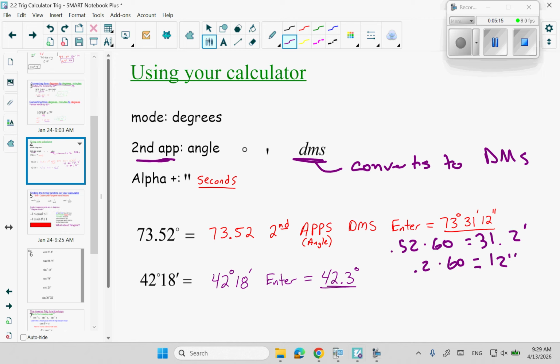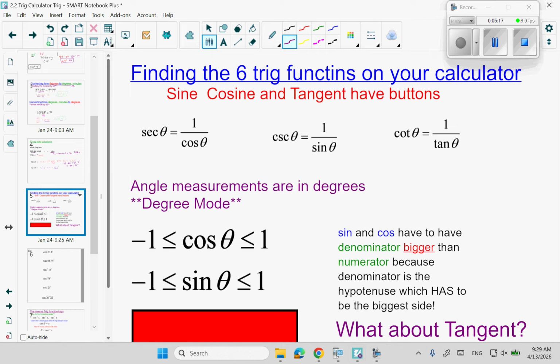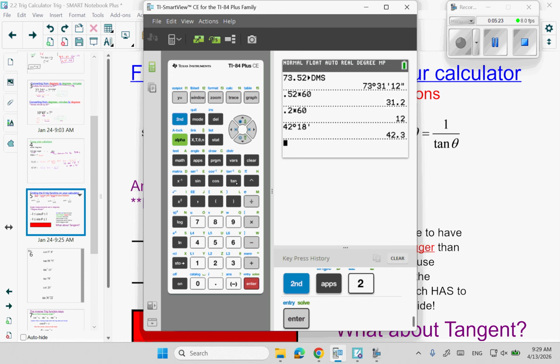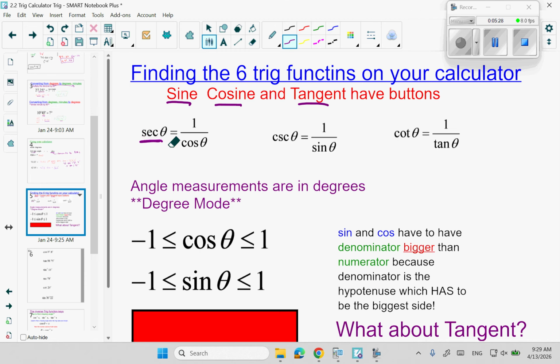Okay. So remember that sine, cosine, and tangent all have buttons on the calculator. So sine, cosine, tangent are all right there. The other three trigonometric functions, secant, cosecant, and cotangent, do not. So we have to recognize and remember that secant is 1 over cosine, cosecant is 1 over sine, and cotangent is 1 over tangent.